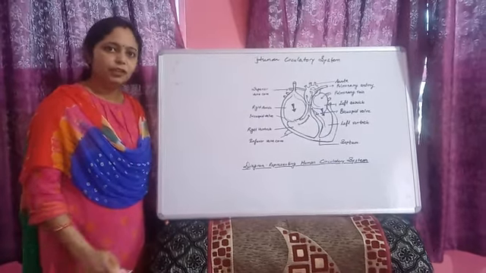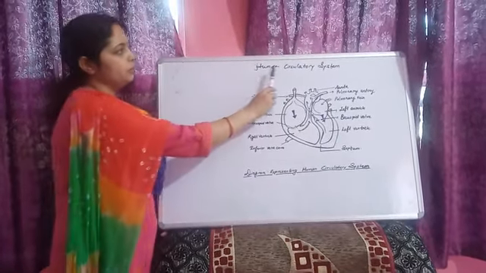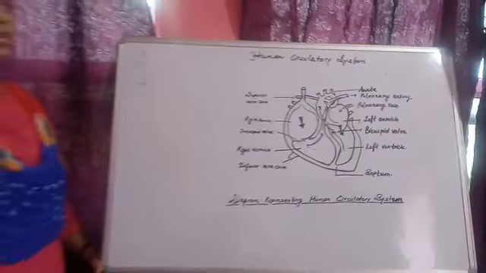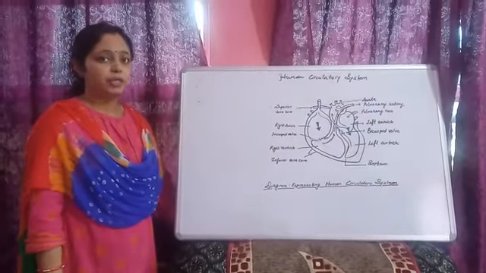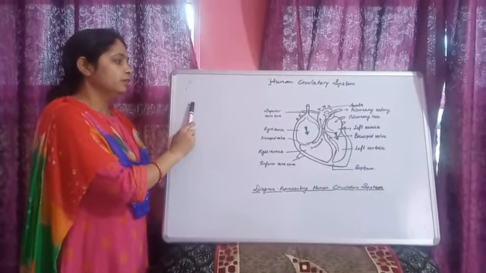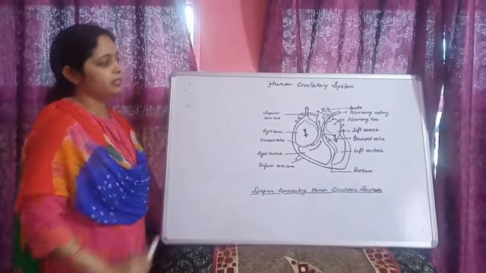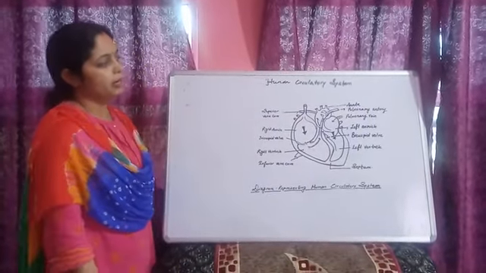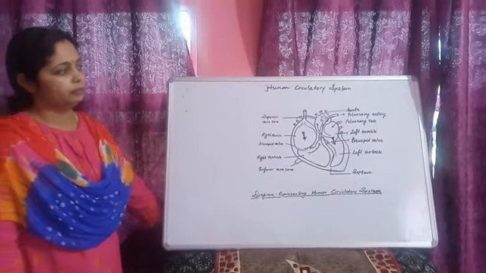Hello everyone. Today we are going to discuss a new topic, the human circulatory system. In our last class we discussed the cells and organs which participate in the human circulatory system. These were lymph, blood and blood vessels. Today we will discuss the heart, the main function and structure of the heart.